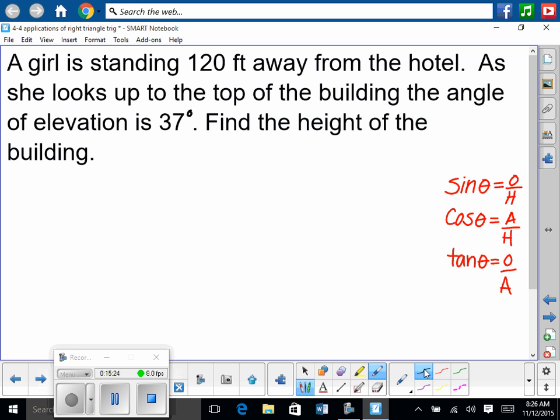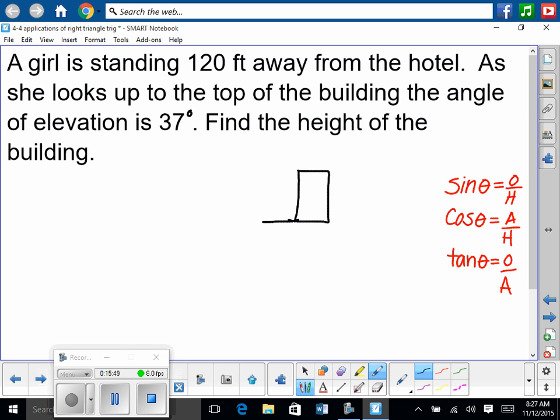So it says, a girl is standing 120 feet away from the hotel. As she looks up to the top of the building, the angle of elevation is 37 degrees. So find the height of the building. I'm going to go through and just piece by piece draw a picture here. A girl is standing 120 feet away from the hotel. So I'm going to draw a hotel, everybody. Okay? Does everybody see the hotel?